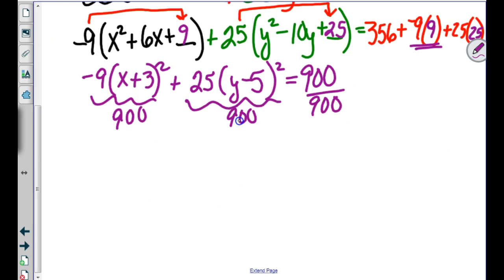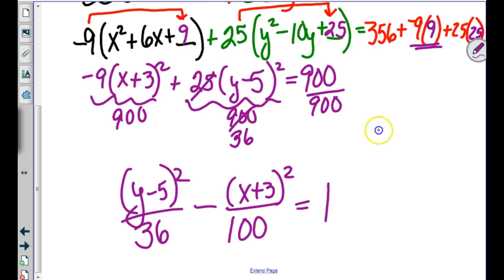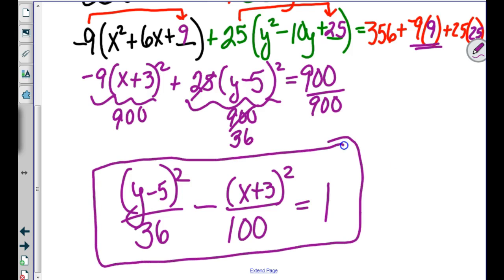So how many times does 25 go into 900? 36 times. And I'm going to move that one out front because it's positive. And then it's going to be minus. 9 goes into 900 100 times. And over here, 900 divided by 900 is 1. Now it's in the form of a hyperbola. Okay. Just for practice on this one, can you find E for me?